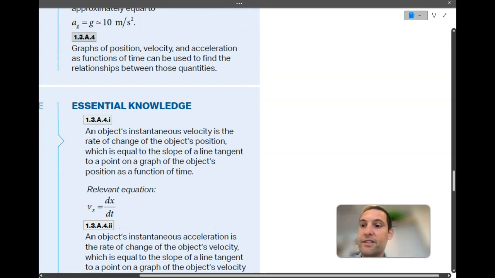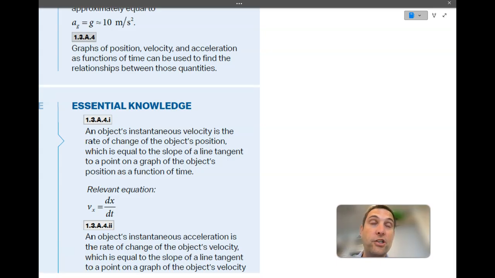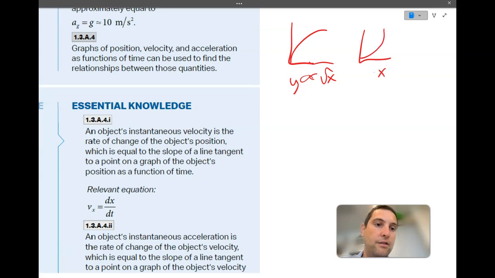Graphs of position, velocity, and acceleration as function of time can be used to find the relationship of these quantities. So you should have an idea of your common relationships. So that would be like a square root relationship, y proportional to square root x, exponential increase, x squared, linear, y equals x, those things.